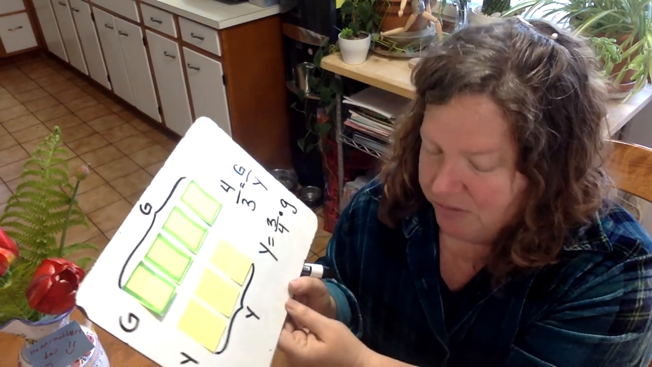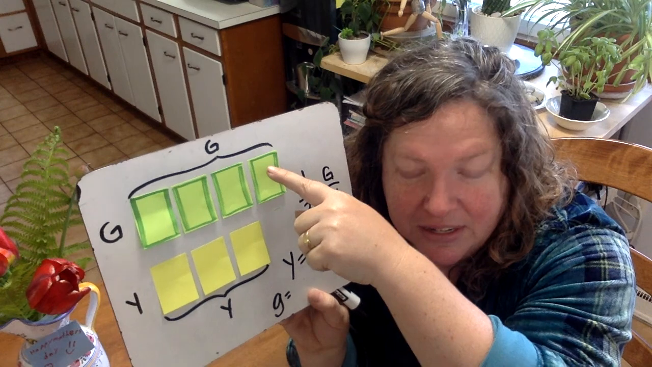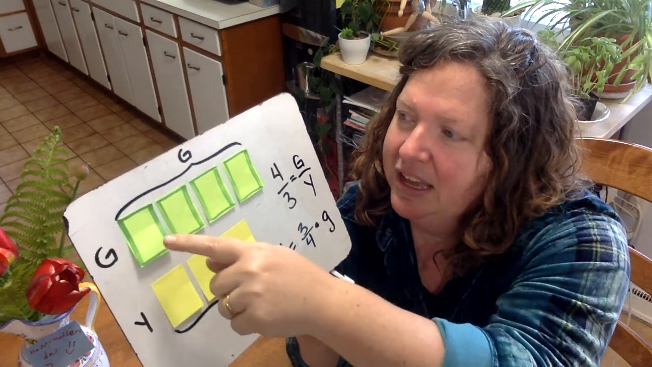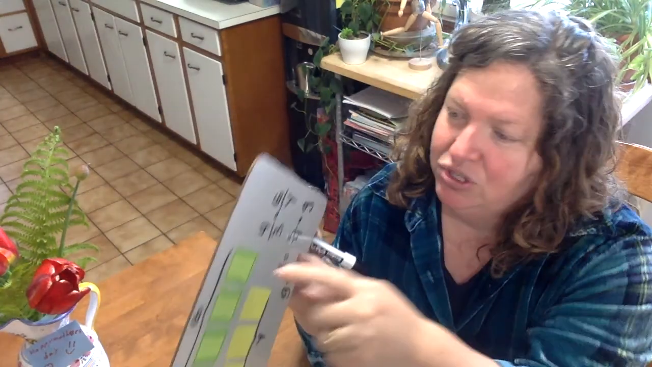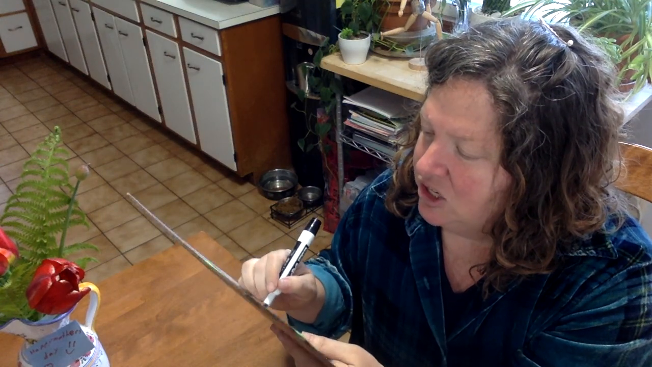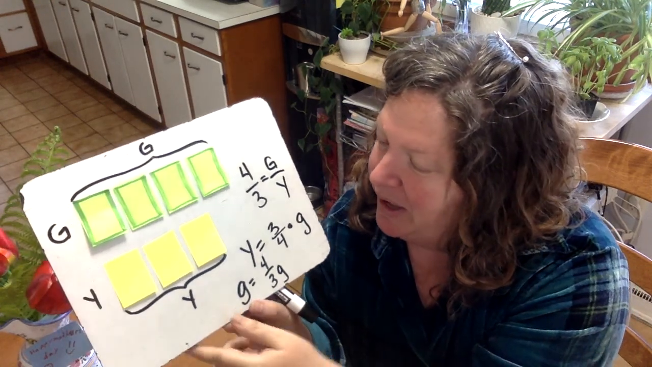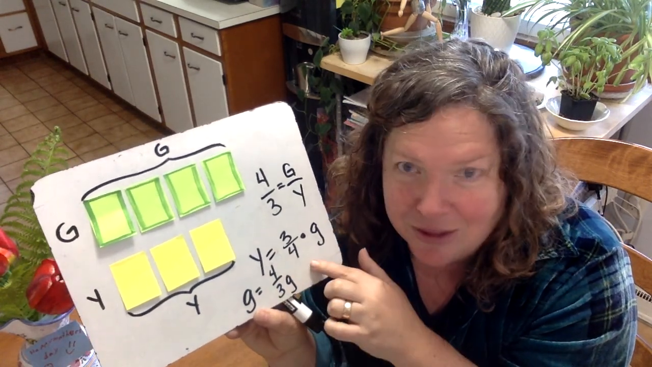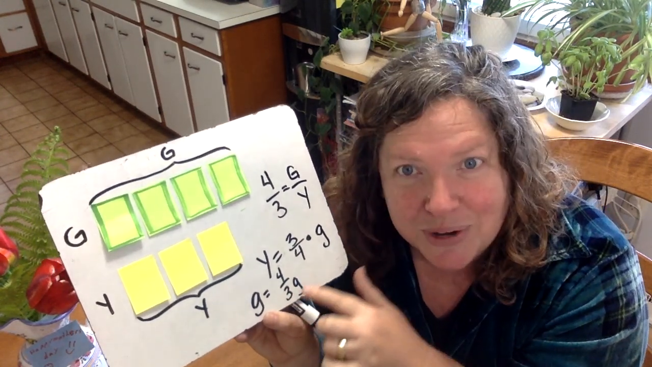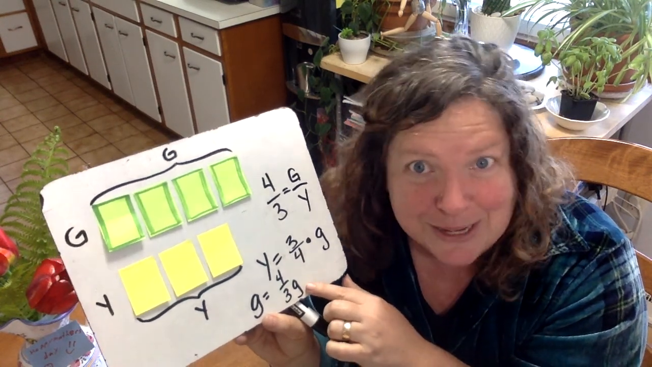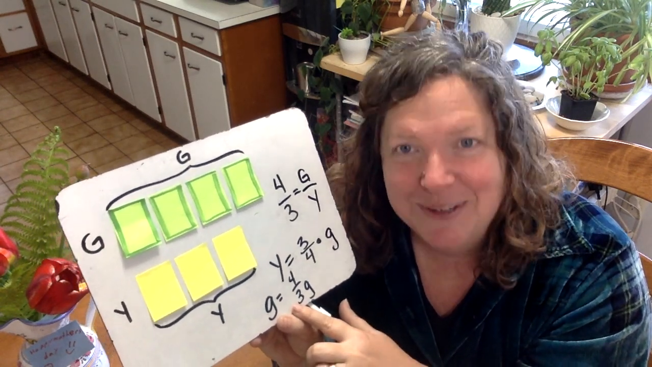But what if we want to talk about G? G, the green, G equals 4/3 of Y. So G is more than Y. So it's 4/3 of a group of Y. Now remember, when you're writing numbers and letters together, you can include a multiplication sign, but you don't have to. You could just squish them right together. It's 4/3 Y. And that's how we read it, actually, 4/3 Y. But it really means 4/3 of a group of Y.